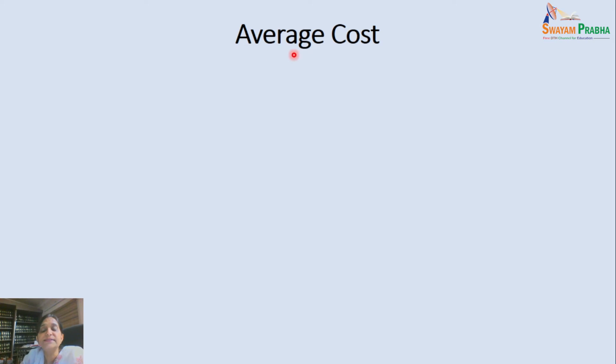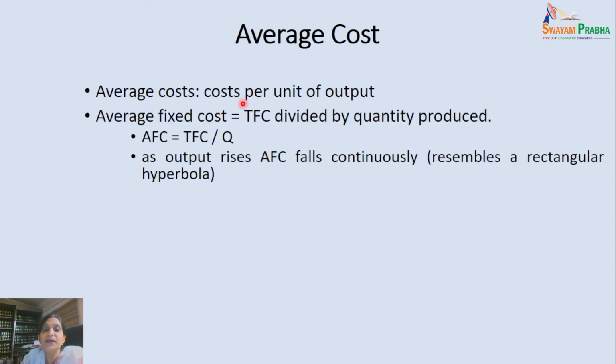Okay, now let us understand what is average cost. Average cost is basically the cost per unit of output. That is, if you divide total cost by the number of units produced, we will get average cost. Second important type of average cost is called average fixed cost, which is total fixed cost divided by the number of units produced, the quantity produced. So AFC is equal to total fixed cost divided by the level of output or quantity being produced.